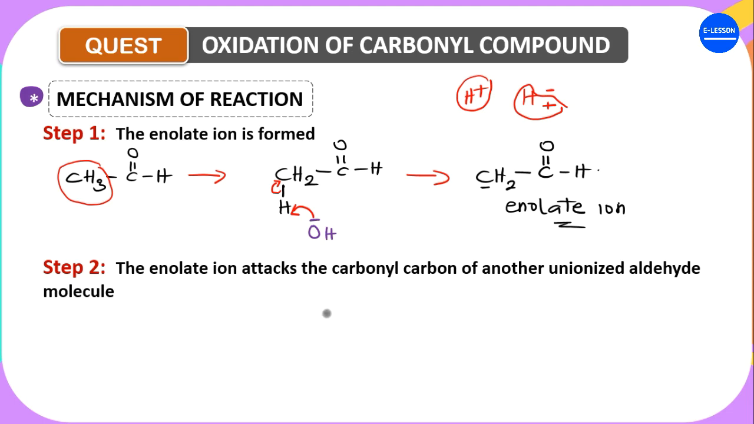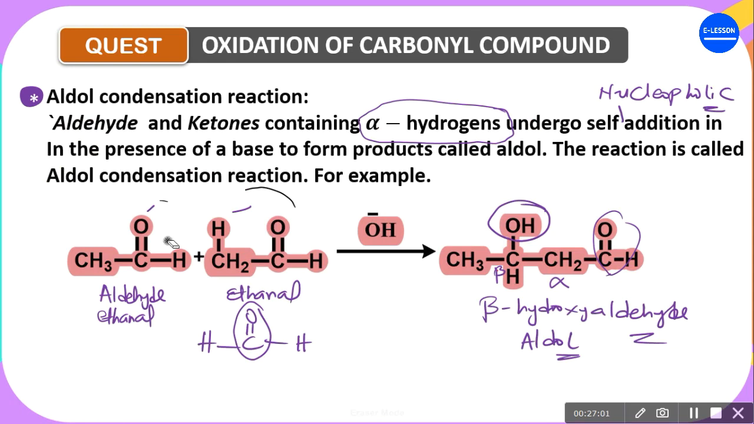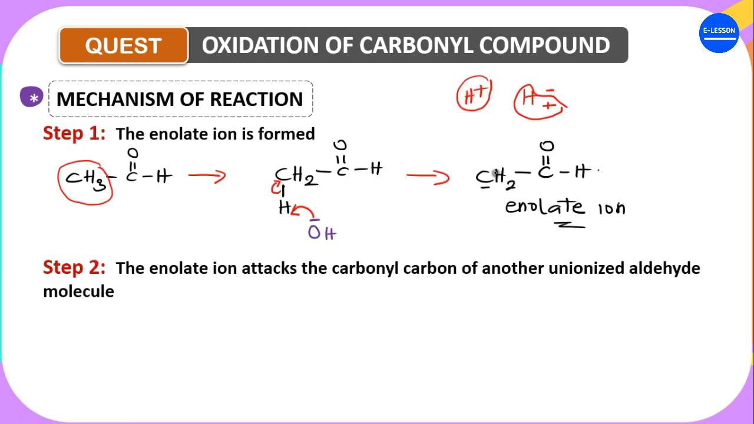Now, the next step is that the enolate ion attacks the carbonyl carbon of another unionized aldehyde molecule. Recall that we said there are two aldehyde molecules. One has been ionized to give the enolate ion, which is this. Let's say this one was the one we took first, because this one was the one that has the hydrogen up or down, whichever position you want to place it. So this one is the one that is unionized. Now let's take this one out and react it with the one that is ionized.